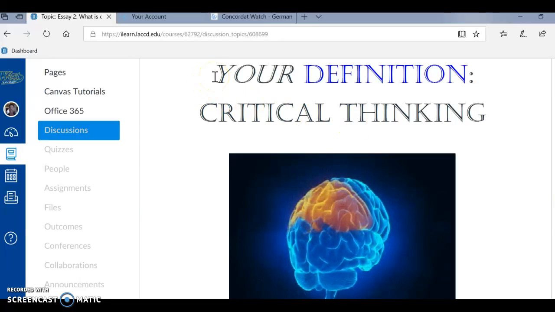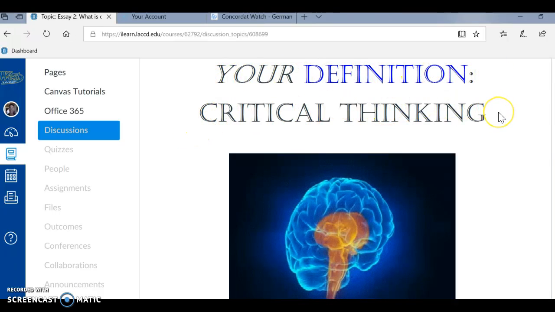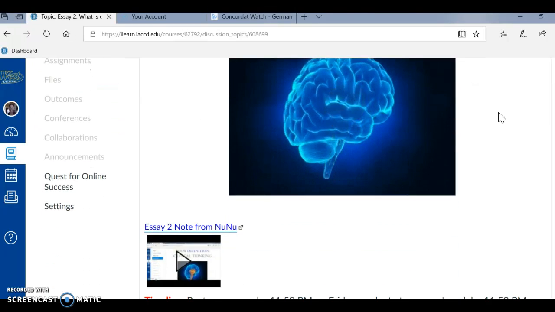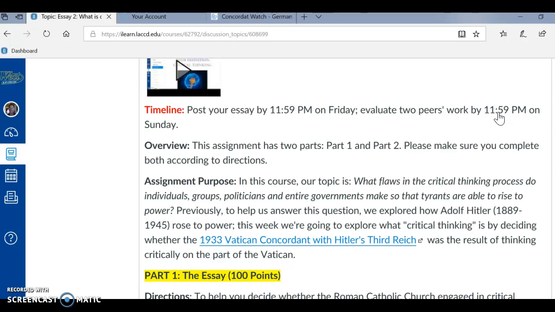We are going to complete this week your definition, critical thinking. All the information on the screen you need to read very carefully from beginning to end. I'm going to review some of the information with you, such as the timeline, the overview, and the assignment purpose, and the different parts of this assignment. Let me begin with the timeline.